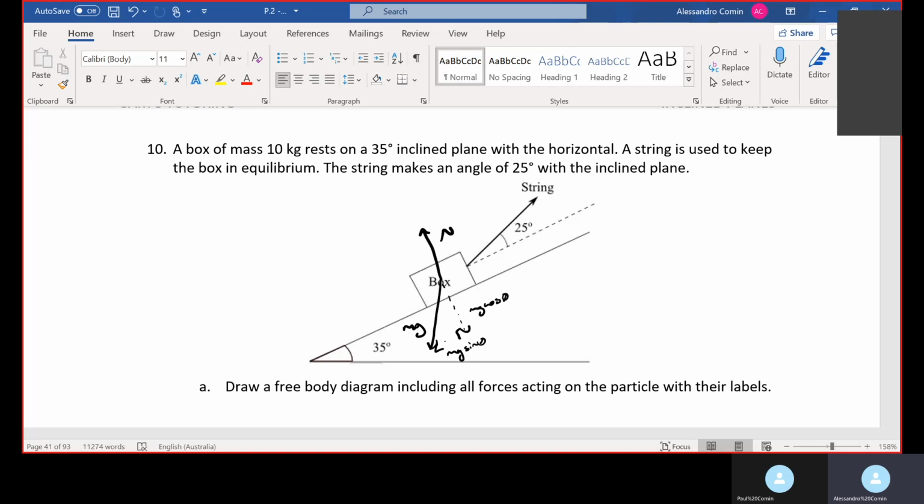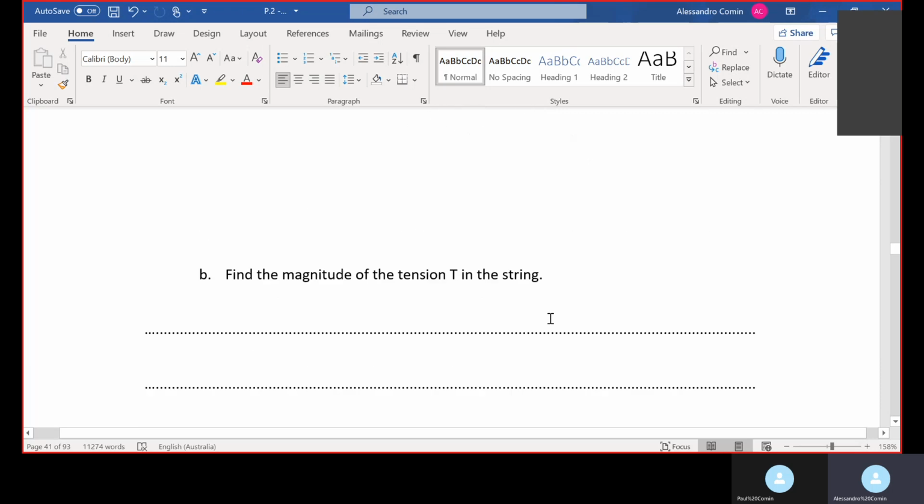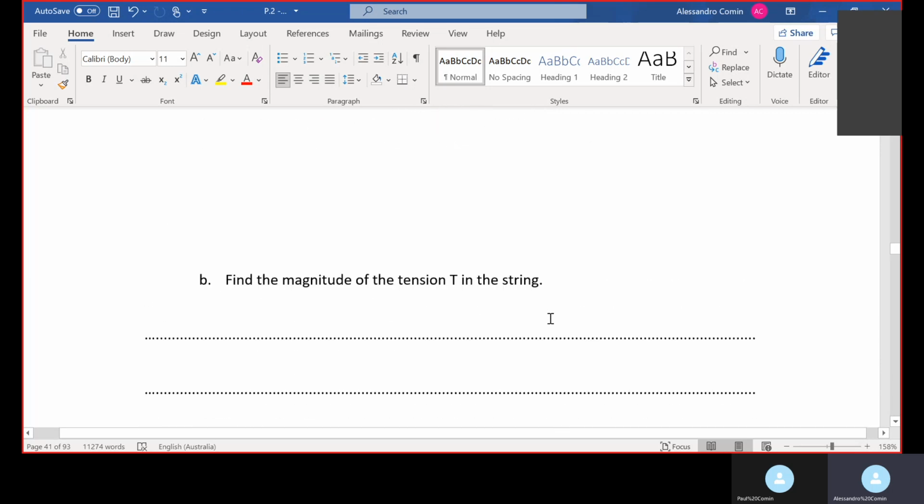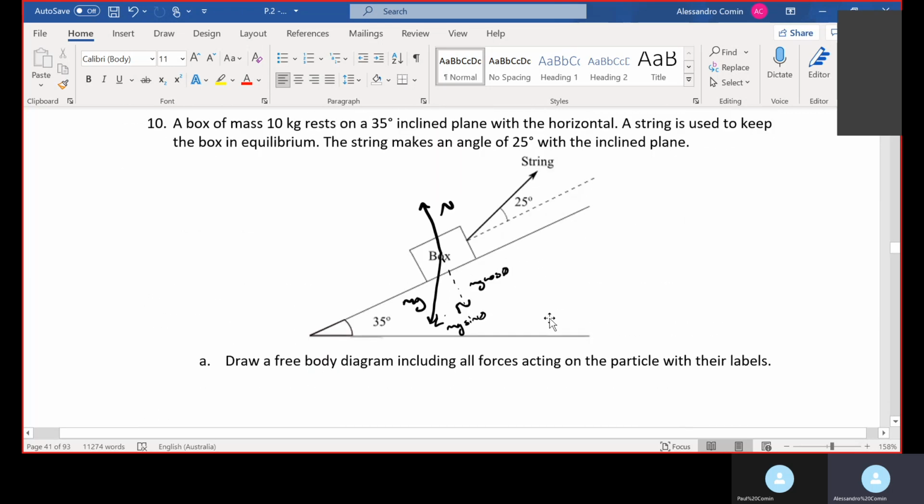n, and it says here a box of mass 10 kilograms rests on a 35-degree inclined plane with the horizontal. A string is used to keep the box in equilibrium. So that means there's no force traveling down the slope from the box. The velocity is 0, it's in equilibrium, or the acceleration is 0, rather. Part B asks to find the magnitude of the tension in the string.